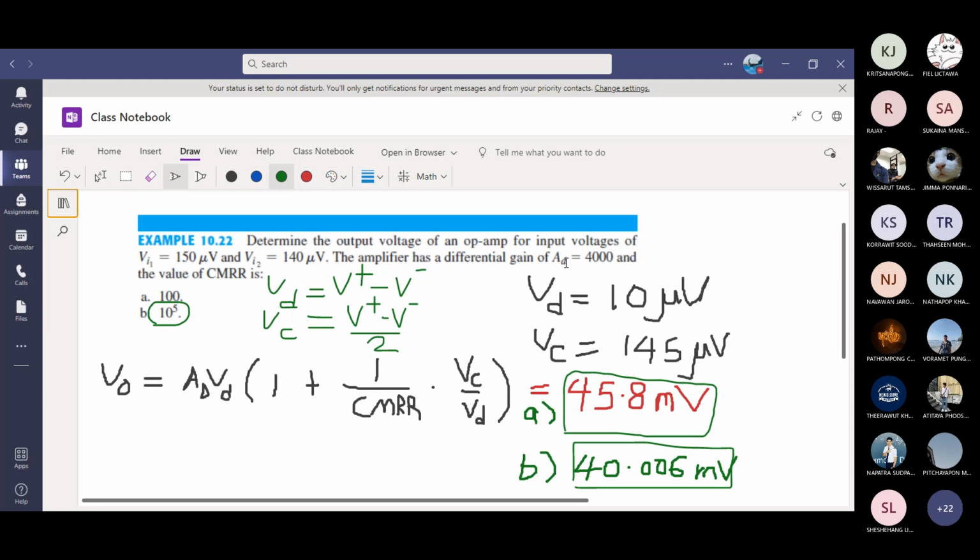If you want to find the differential output voltage, AD is what? Differential gain is output voltage divided by differential input. So find the output voltage in the differential mode. What is the output voltage? 4,000 times 10 microvolt. How much is it? Is it 40 millivolts?